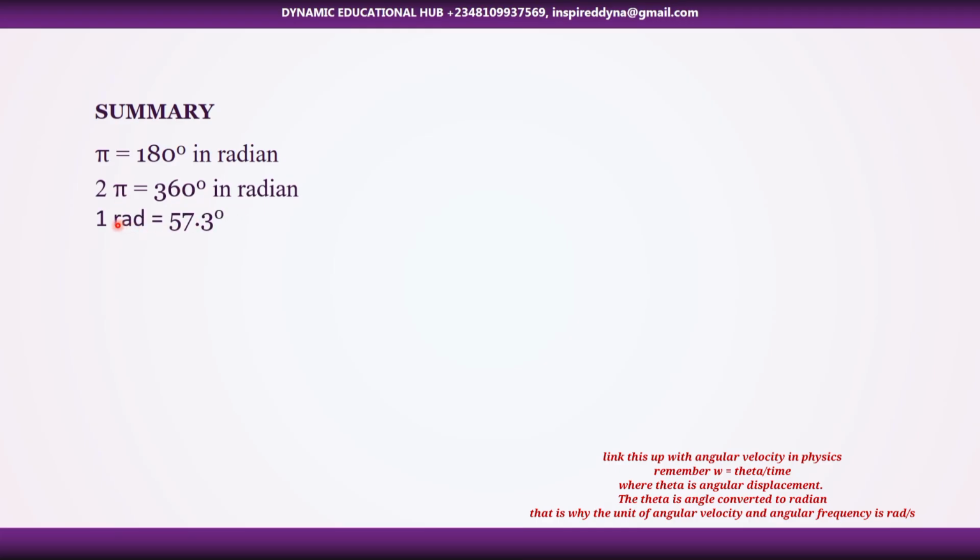And 1 radian is what? 57.3 degrees. Finally, we can see that 1 degree is pi over 180 in radian.